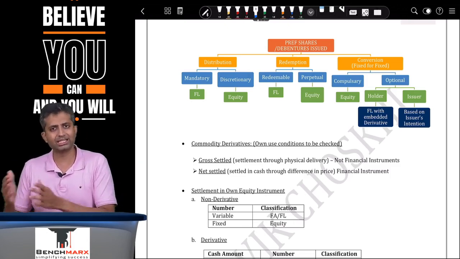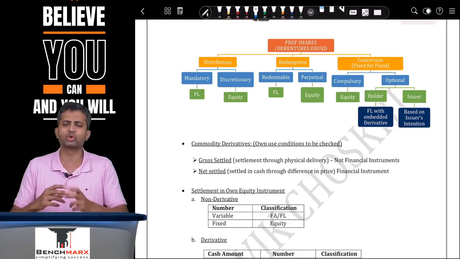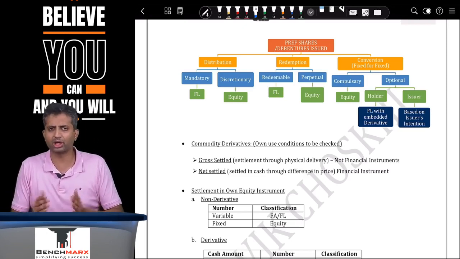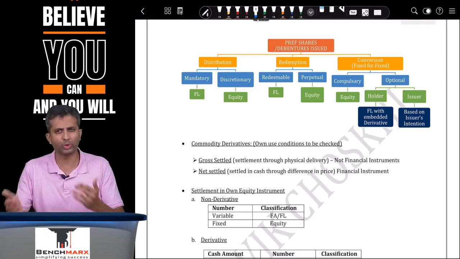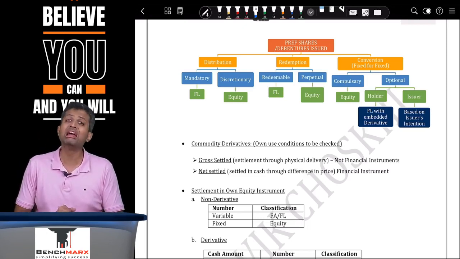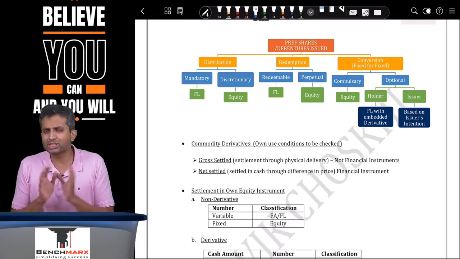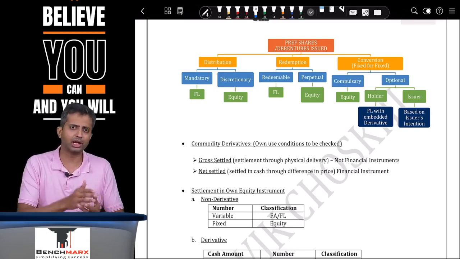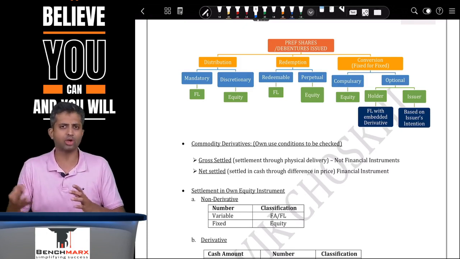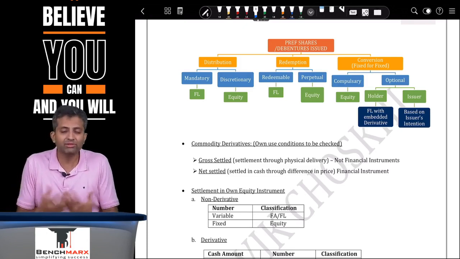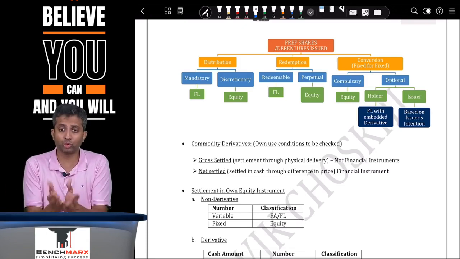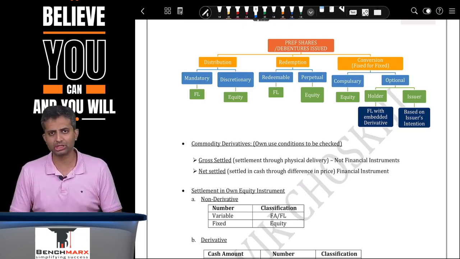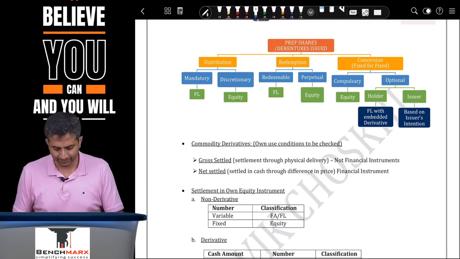However, if it is net settled, in which case the settlement is going to happen by paying the net difference in prices in cash, then you are covered under the financial instrument standard. You will typically follow FVTPL accounting. This problem arises by and large for commodity derivatives. For other instruments like equity, currency or bond derivatives, even if a gross or a net settlement happens, you are going to receive either cash or another financial asset, and hence the financial instrument standards continue to apply.